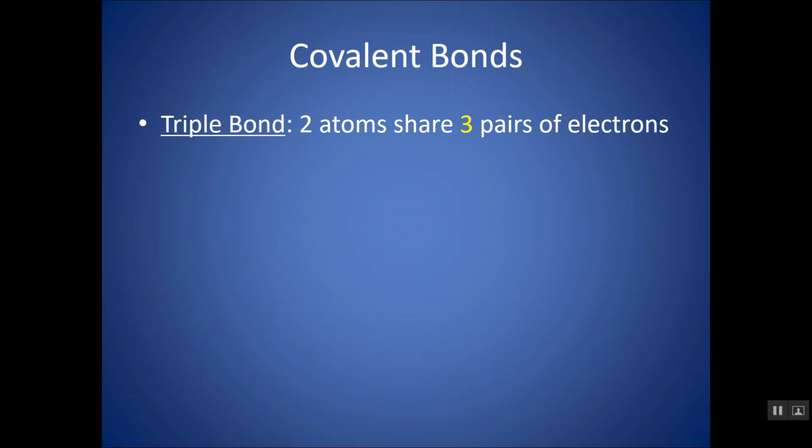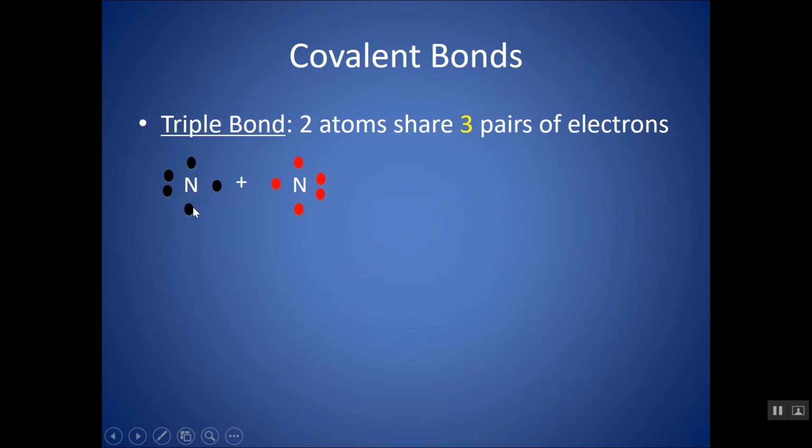And finally, you can also have a triple bond. A triple bond is where 2 atoms share 3 pairs of electrons. So let's think about what kind of atom might do that. Something that has 5 valence electrons like nitrogen wants 3 more to get to 8. So I could form 3 bonds.